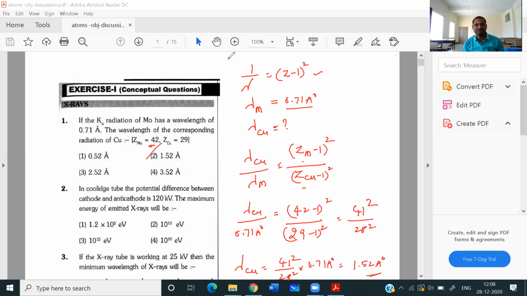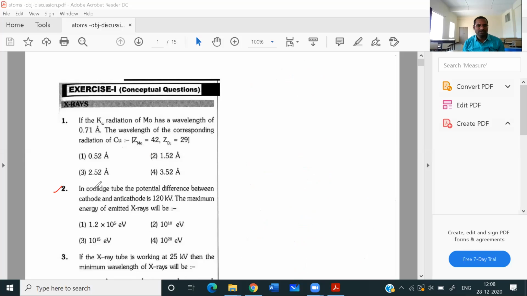Clear students? Next, question number 2. In a Coolidge tube, the potential difference between cathode and anode is given as 120 kilovolts. Then the maximum energy of emitted X-rays: the energy of emitted X-rays is nothing but the kinetic energy, and we know kinetic energy is nothing but electron volts, means charge into potential difference. So charge into potential difference, given as 120 kilovolts, comes out to be 120 kilo electron volt.